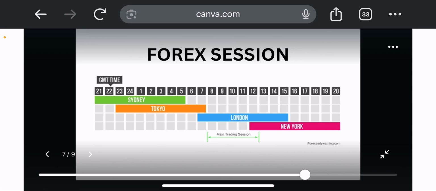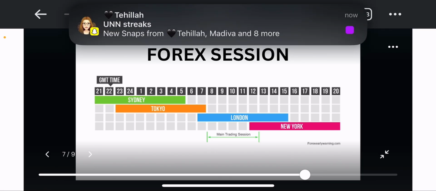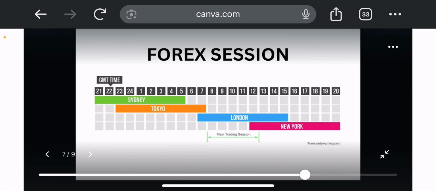So the Asian session starts around 10 o'clock and ends by 7. Then the London session starts by 7 o'clock and ends by 3 o'clock. And the New York session starts by 3 o'clock and ends by 9 o'clock. So that is how the sessions work.